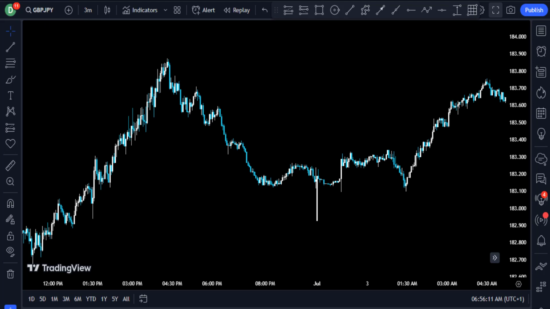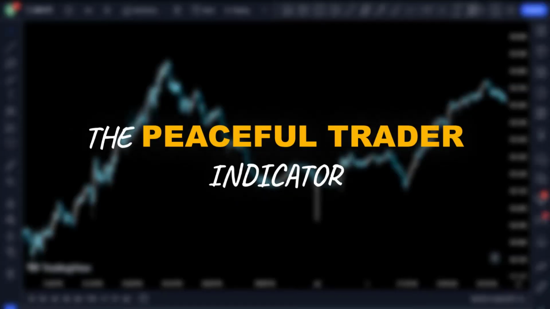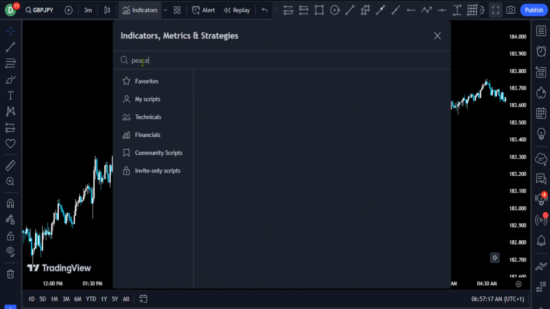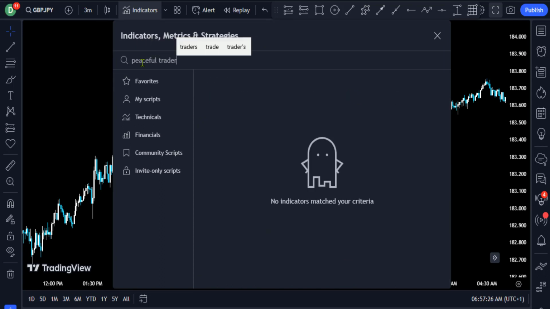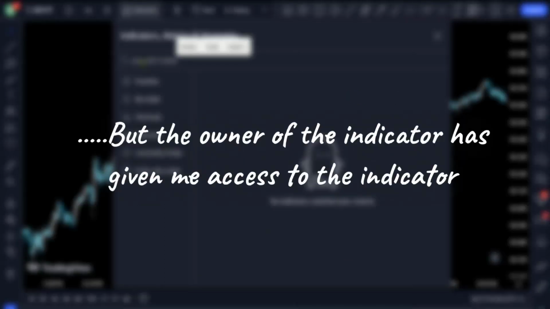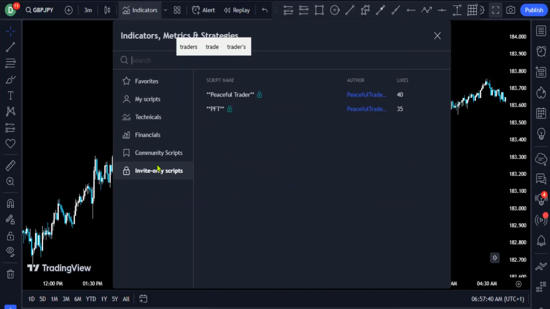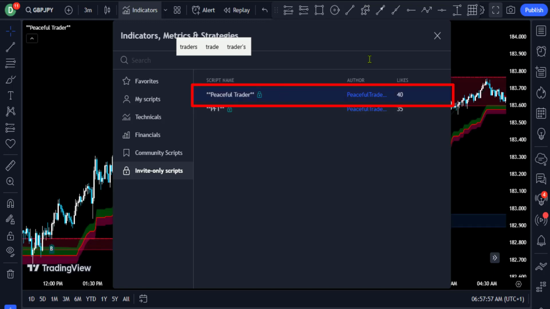Now, the first indicator is this tool called the Peaceful Trader Indicator, and to add this indicator to our chart, you're going to click on the Indicators tab over here. And because this indicator is a premium indicator, when you search for it on this search tab, you cannot see it. But the owner of the indicator has given me access to the indicator, so I will come down to this invite-only script. As you can see, this peaceful indicator created by this guy is the first indicator. You're going to click on it to add the indicator to the chart.